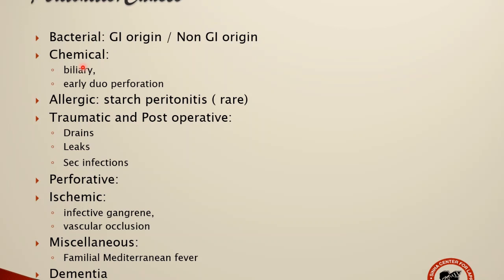There could be leaks in the peritoneal cavity from gastroduodenal anastomosis, gastrointestinal anastomosis, or intestinal anastomosis. There could be secondary infections. There could be perforative, which is perhaps one of the more common forms of peritonitis. It could be ischemic, for example, if you have superior mesenteric artery syndrome or ischemic jejunitis, so there could be vascular occlusion or it could be infective gangrene. Then certain miscellaneous causes, including familial Mediterranean fever and of course dementia.